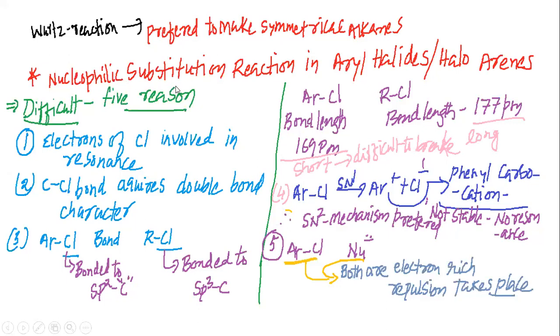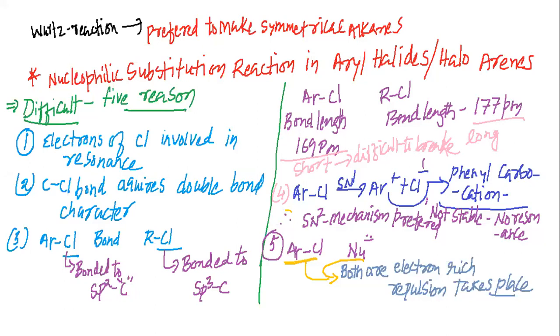Now, my dear students, we are going to study the nucleophilic substitution reaction on aryl halides or haloarenes. You know that aryl halides or haloarenes are compounds in which a halogen is bonded to the phenyl ring or benzene ring. Nucleophilic substitution reaction in aryl halides is difficult. Why is it difficult? It is difficult because there are 5 reasons. Let us look at those 5 reasons that make the nucleophilic substitution reaction difficult on ArX.